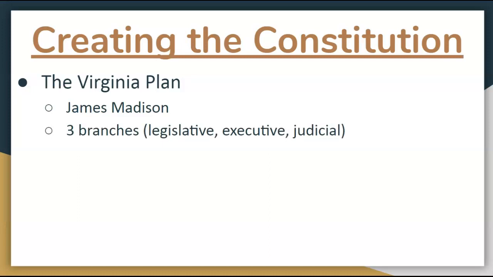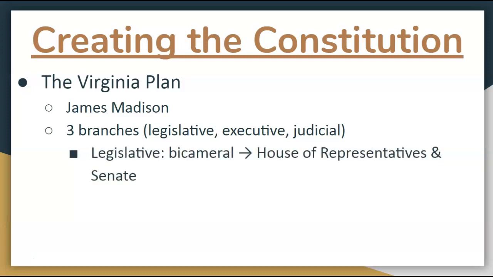His plan, he is from Virginia, hence the name, is to create 3 branches of government instead of 1, not just a legislative, but an executive and judicial branch too. So government split up into 3 different parts. Instead of the legislative branch just having 1 house, it would be bicameral. Bicameral means 2 houses. So there would be a House of Representatives and a Senate.